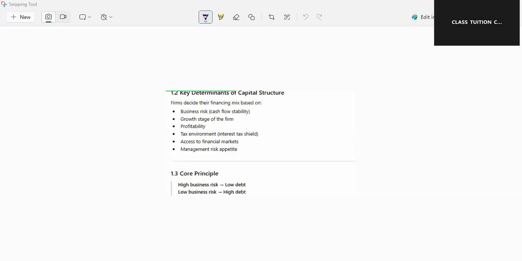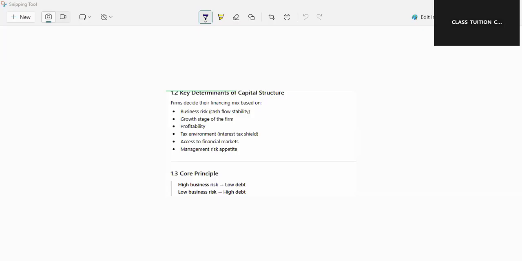The other aspect that will affect the choice is your tax environment. Debt is attractive because the interest payment is tax deductible. So there is what is called a tax shield, 1 minus tax, which reduces your effective borrowing cost. Then also the access to financial markets. Large firms have easier access to loans, bonds, and equity markets. So that's another determinant of your capital structure source of funding. Small firms usually face borrowing constraints due to high interest rates.